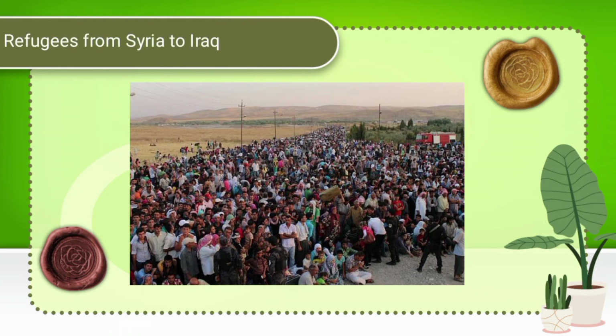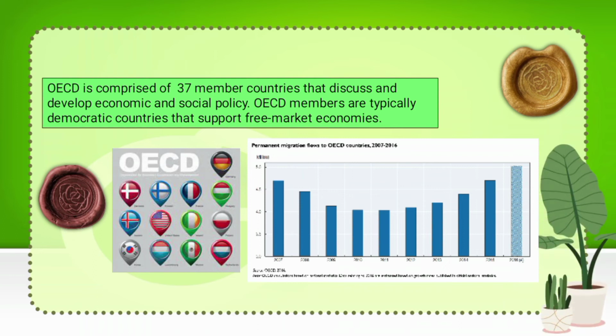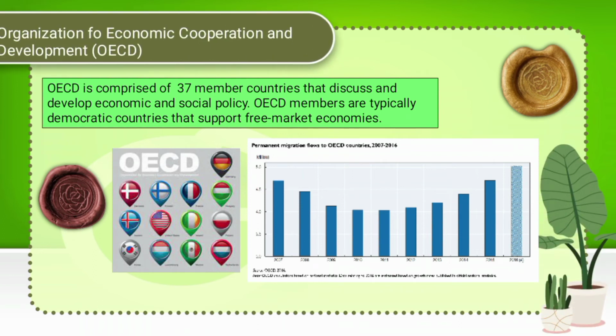The International Monetary Fund predicted that the flow of refugees fleeing the war in Syria and Iraq would actually grow Europe's GDP, albeit modestly. Also, we have here the OECD, which is comprised of 37 member countries that discuss and develop economic and social policy. OECD members are typically democratic countries that support free market economies.